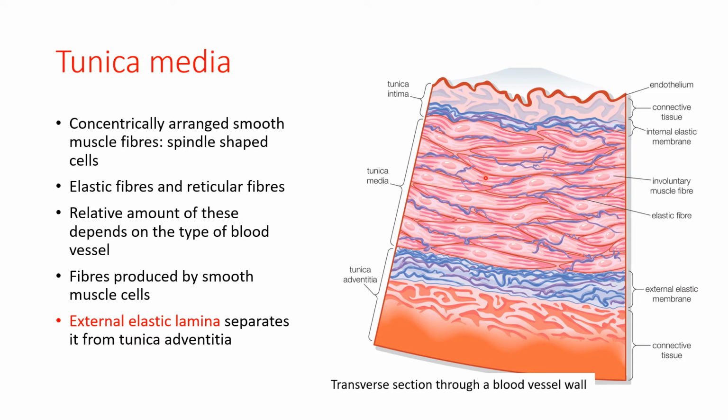And in this layer, the relative amount of the connective tissue fibers and the smooth muscles depends on the type of blood vessel. As you go ahead, you will see that different blood vessels have different relative amounts of smooth muscle and connective tissue fiber in this layer. Then, an external elastic lamina separates the tunica media from the outermost layer, that is the tunica adventitia.